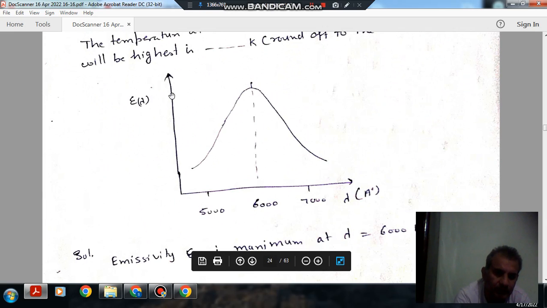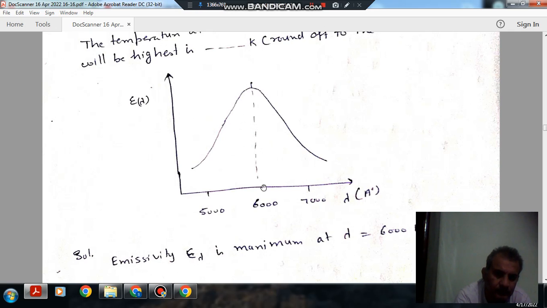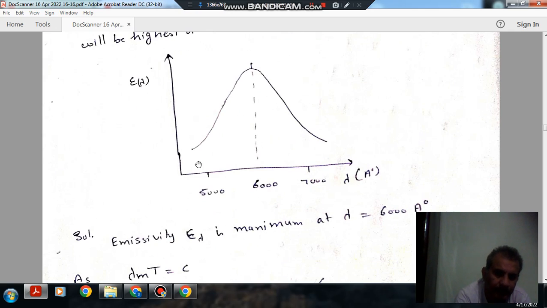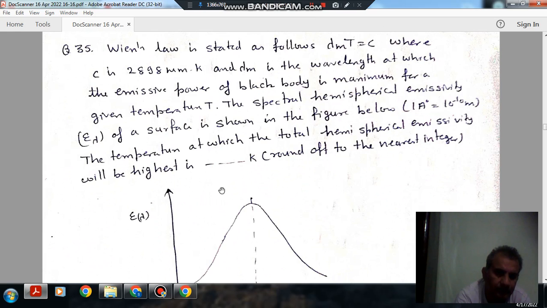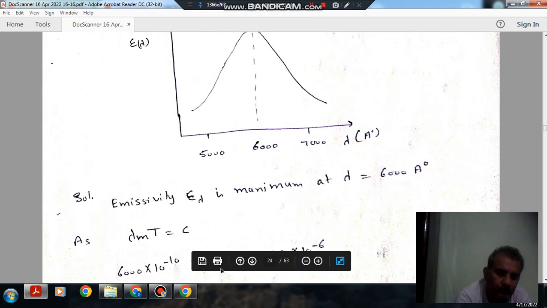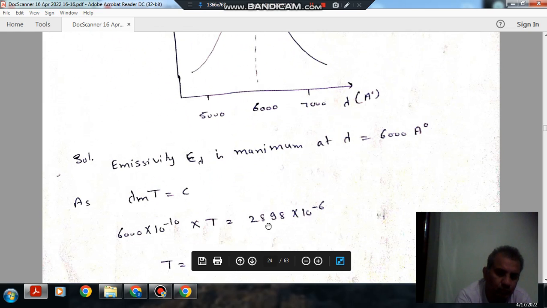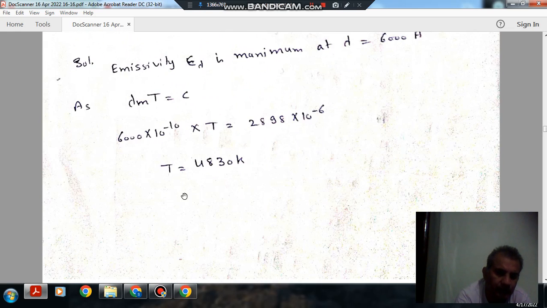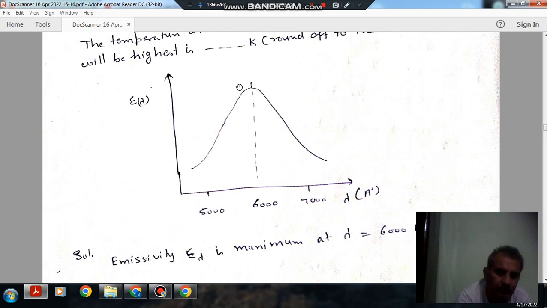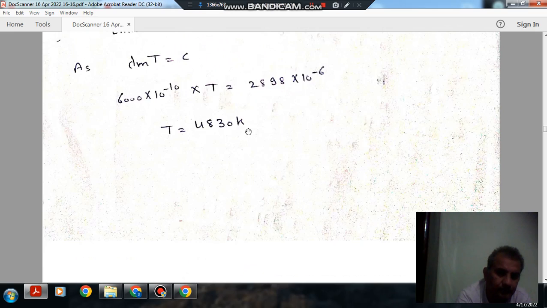So this is the temperature, this is the emissivity, and the maximum emissivity is at 6000 angstrom wavelength. According to Wien's displacement law, lambda m into T is equal to a constant, and lambda m is 6000 angstrom, and C is 2898 times 10 to the minus 6 meter Kelvin, that is given. From this we can calculate T as 4830 Kelvin. So the temperature at which the emissivity is maximum is 4830 Kelvin.